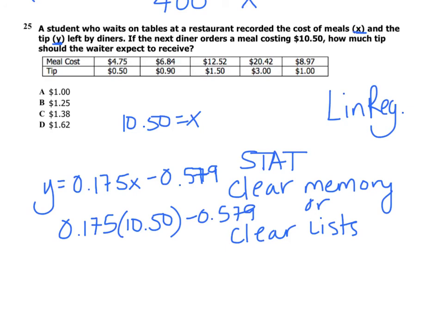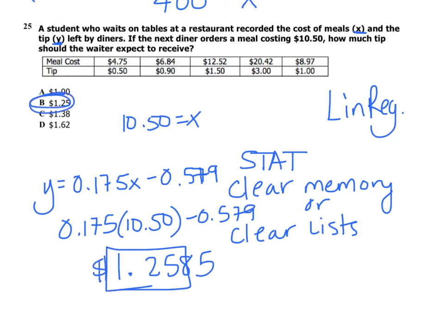That didn't work at all. Okay, hold on. I did something wrong. I'm going to pause it and figure it out. Not a clue what I did wrong the first time. I just did it again and it came out perfectly fine: 1.2585. And what's closest to that? $1.25, which is B.